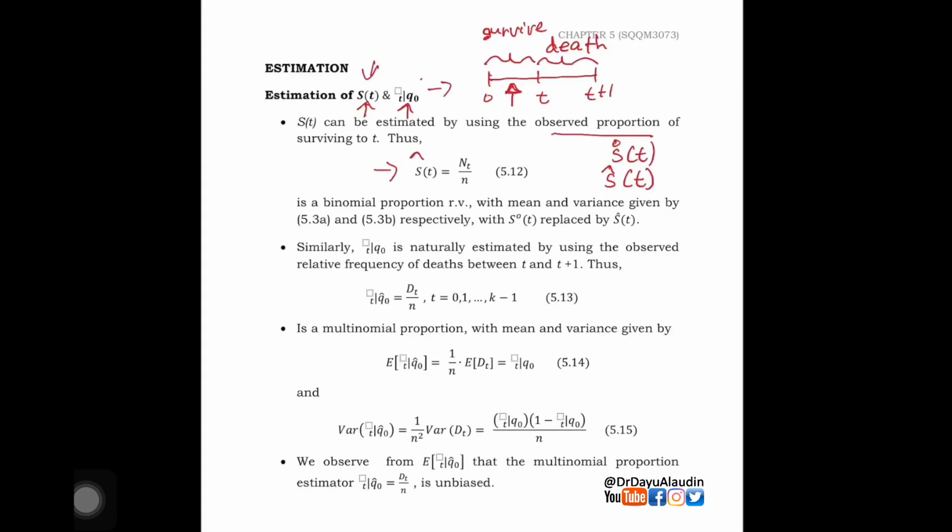If you still remember N_t, what is N_t? N_t is the random variable for the number of survivors at t. So what's the difference between big N and small n? Big N is the random number of survivors at t. Small n is in the actual study.